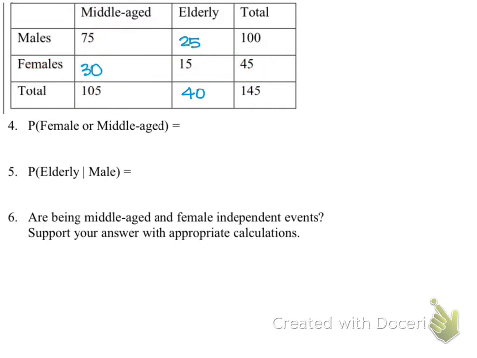So if we go through, do the probability of female, or, so plus, probability of middle-aged, so that's our rows and columns that we're interested in. But then because there is an intersection between these two, we're going to have to get rid of that, only because we don't want it double counted. So female and middle-aged.